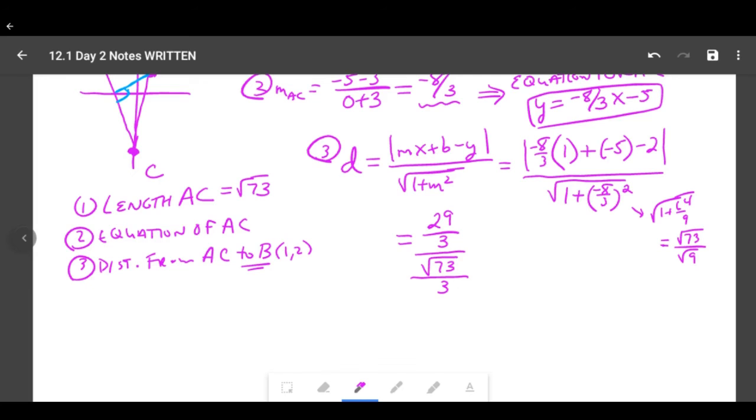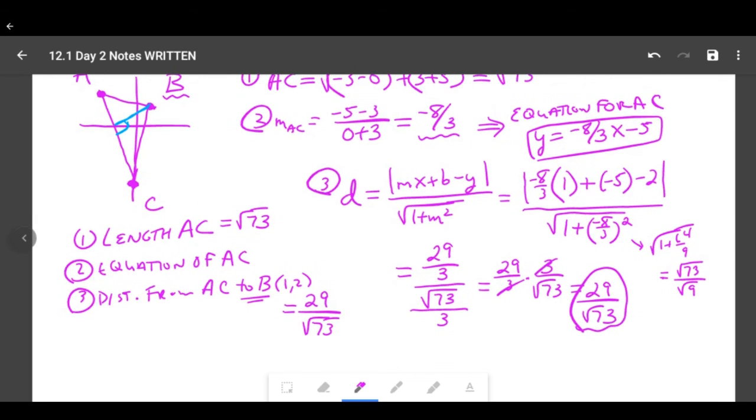Okay, so now I can go through and say this is the same thing as 29 thirds times the reciprocal, 3 over the square root of 73. The nice thing is those cancel. So I know that the distance is 29 over the square root of 73. That would be the distance from AC to B, right? 29 over the square root of 73. If you go back to our diagram up here, that's the blue line that's up there. That's the distance from AC to B.